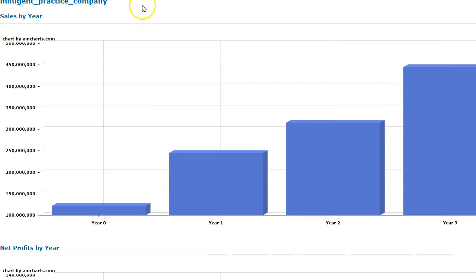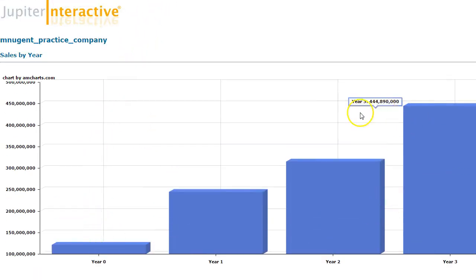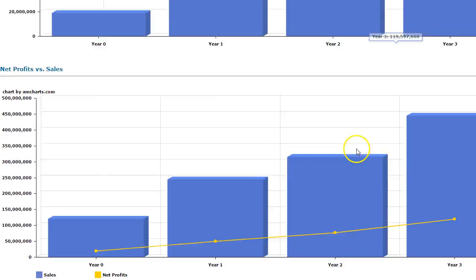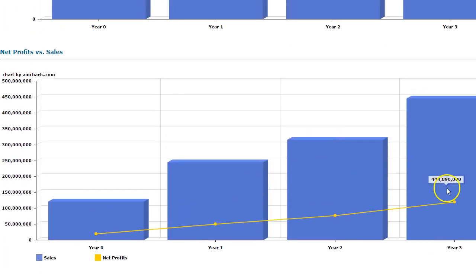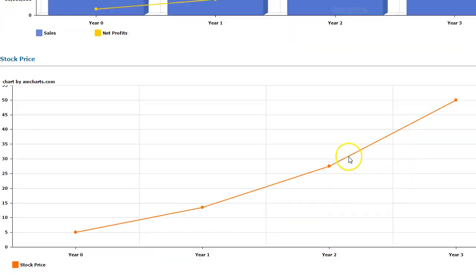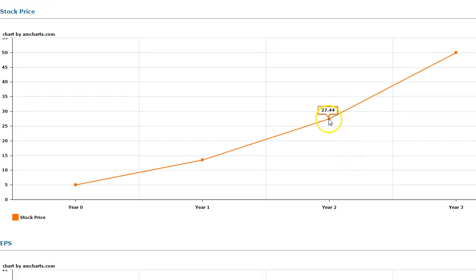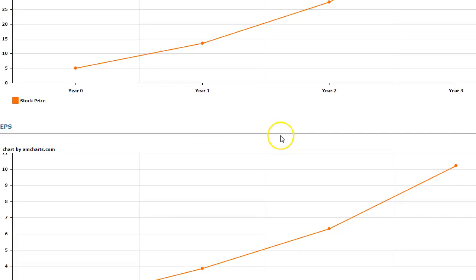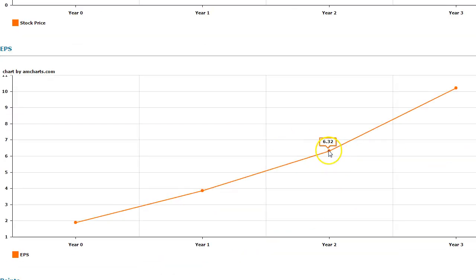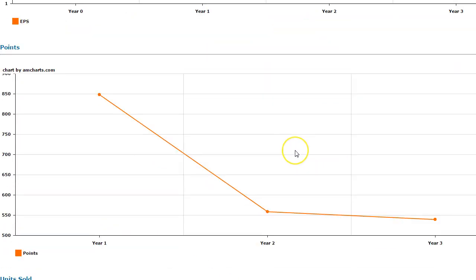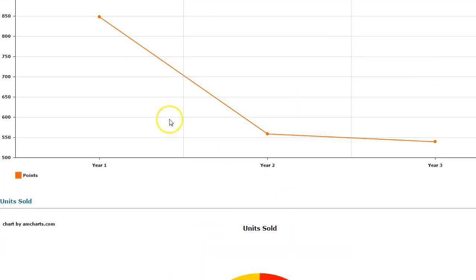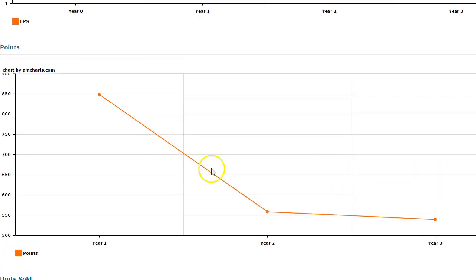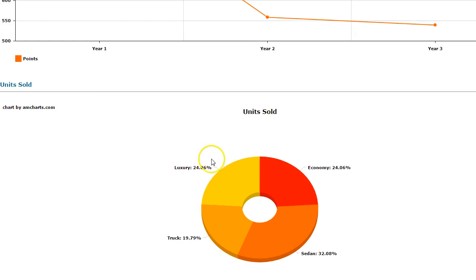I'm doing good here. My sales have increased, my profits have increased, my net profits versus sales. These are my profits and sales, and they have been going up nicely. My stock price has moved up from $27 to $49. My earnings per share have moved up from 6 to 10. My points are a little bit lower because I started the first round. I did very well, like a lot of you did, 500 and 500. So I'm completely on track. As long as I get over 400 points, I'm happy.